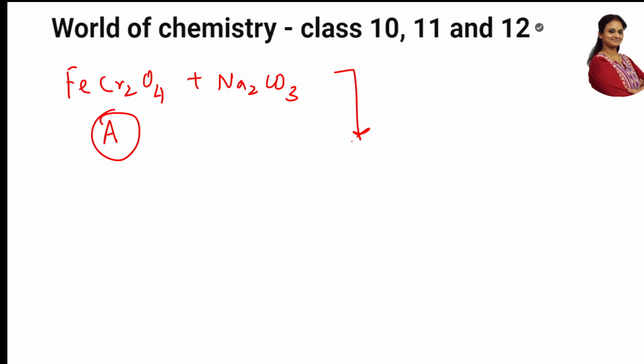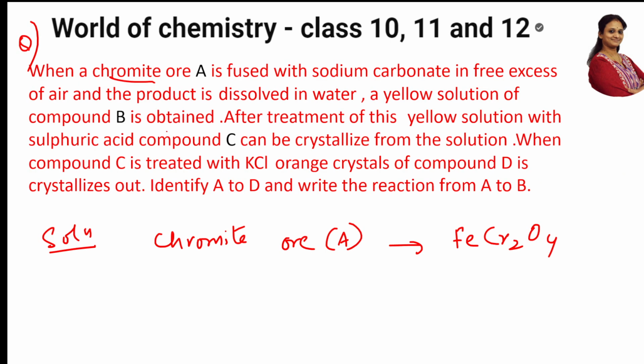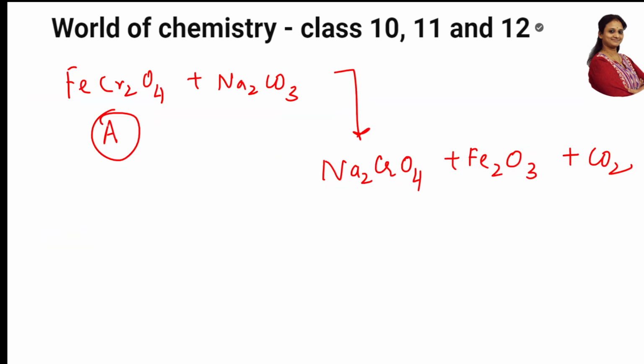So when I take this, what will happen? The first product which you get is sodium chromate. Then the next products are iron oxide and carbon dioxide. They said a yellow solution compound is obtained. This is your yellow solution, and this is B. Balance it.